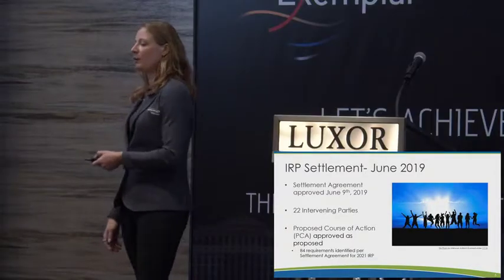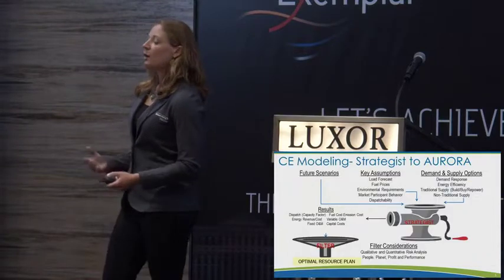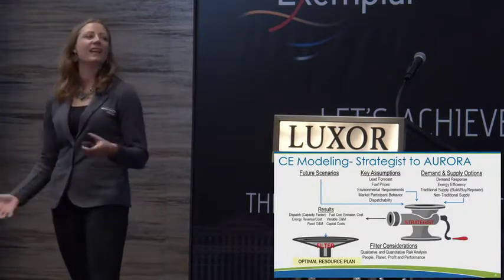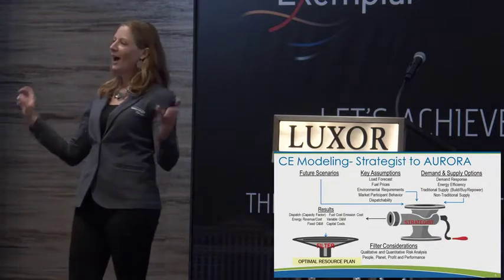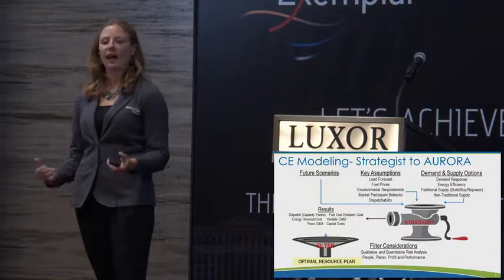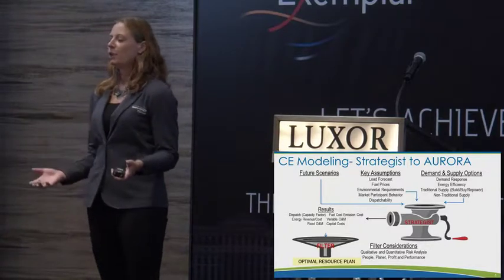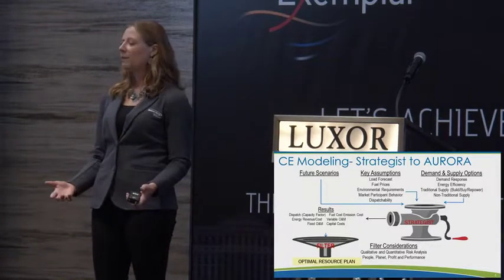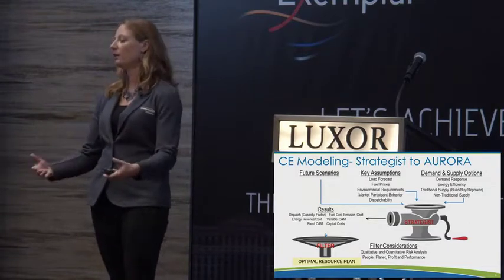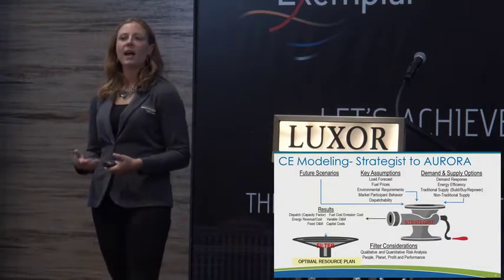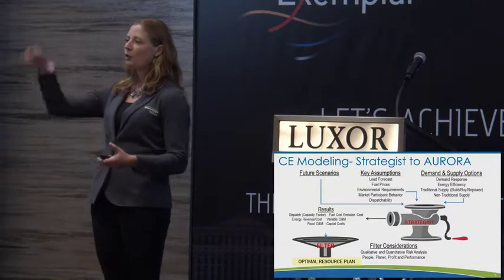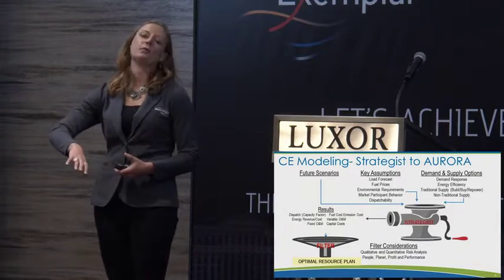All right, so that's enough background. So how did we actually get there? What you're looking at right now is a pretty standard representation of how the sausage gets made when it comes to long-term capacity expansion and IRP modeling. You take your future scenarios, whatever those may be, the key assumptions you may have around load, fuel, et cetera, what different demand and supply options you're going to use in that integrated resource plan. All goes into your model, and your model spits out some results.